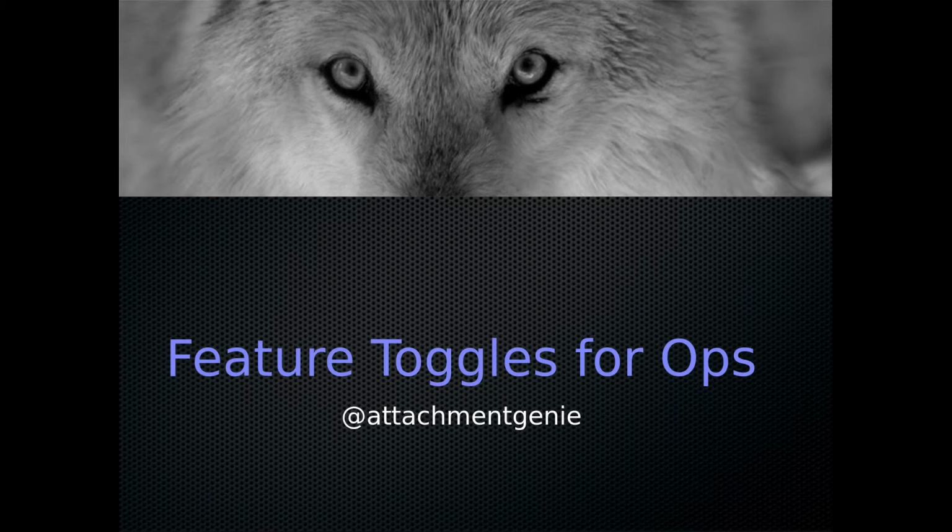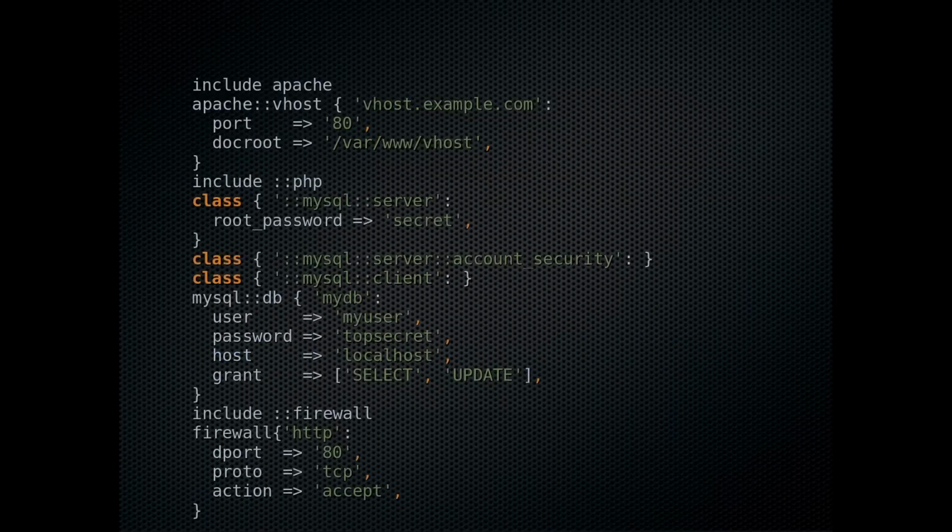So how could we use feature toggles in operations? For that, I would like to discuss this little bit of code with you. It's terrible code, but we've all written it before. It models a basic LAMP stack while hard-coding most parameters we need.